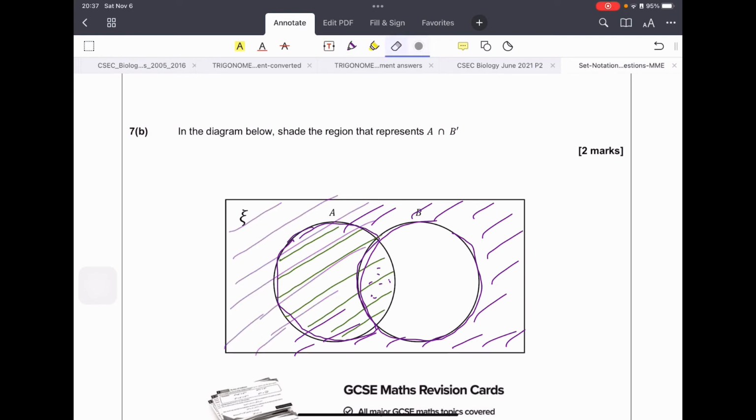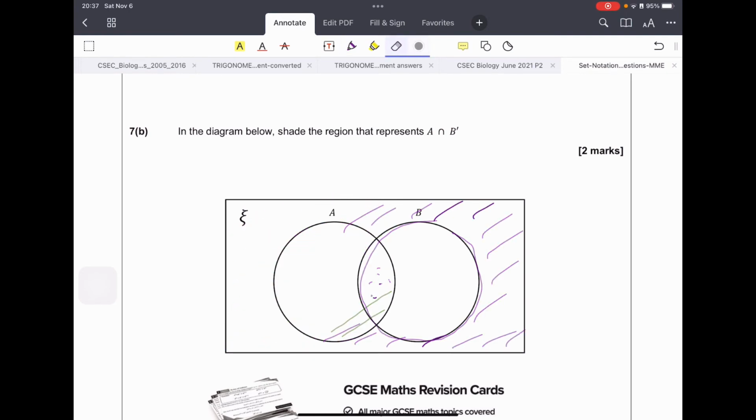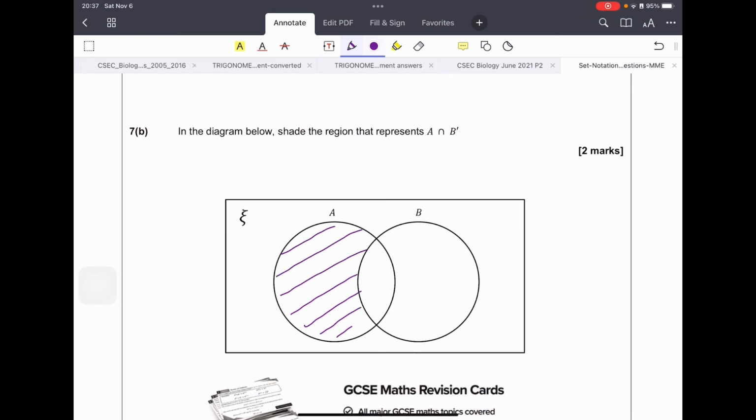So I'm going to erase everything. So intersect means we're only taking what is common between both of those, and that is this portion here. Alright? Because this portion here had a little bit of B, and B prime is everything that's not in B.